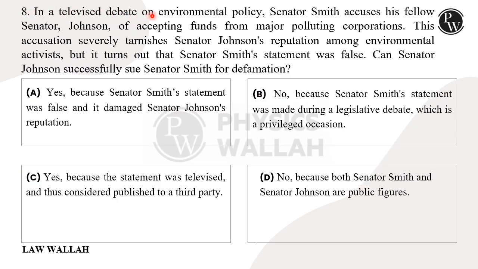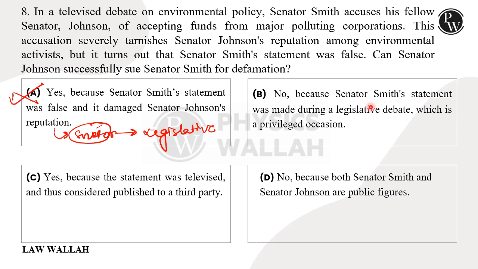Question number 8 says, in a televised debate on environmental policy, Senator Smith accuses his fellow Senator Johnson of accepting funds from major polluting corporations. This accusation severely tarnishes Senator Johnson's reputation among environmental activists, but it turns out that Senator Smith's statement was false. Can Senator Johnson successfully sue Senator Smith for defamation? Let's see the options. Option A says yes, because Senator Smith's statement was false and it damaged Senator Johnson's reputation. This option can be true, but as we know, the word senator has been emphasized, which means this debate was a legislative debate, which is an exception for defamation, so this is a wrong option.